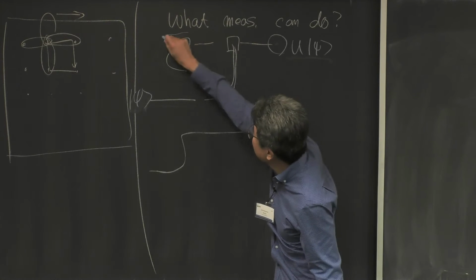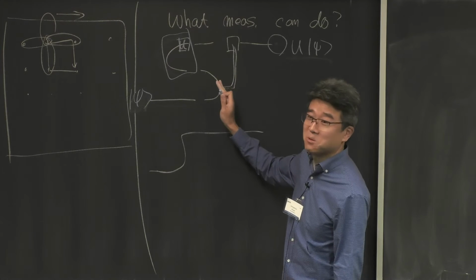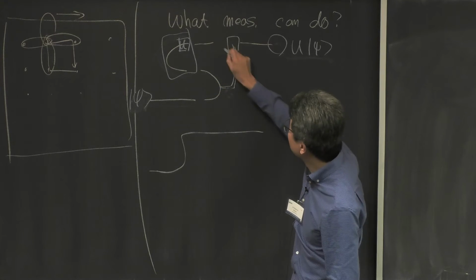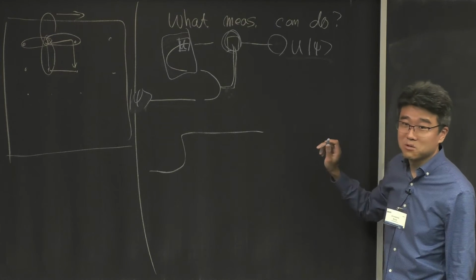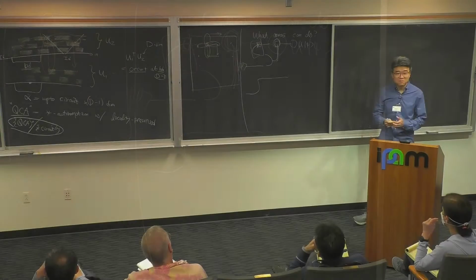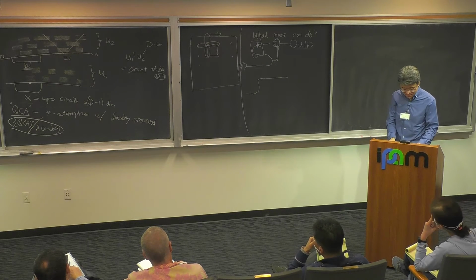This preparation step can be done by measurement. This Bell measurement is a measurement. So modulo this correction step, you are doing everything using measurements. Measurement is destructive, but using ancilla, you're achieving the unitary transformation.